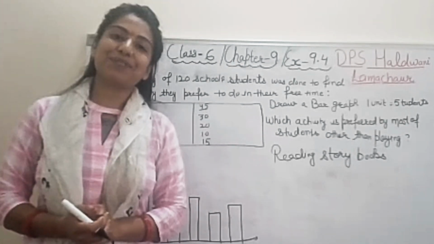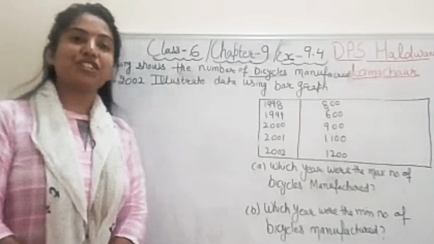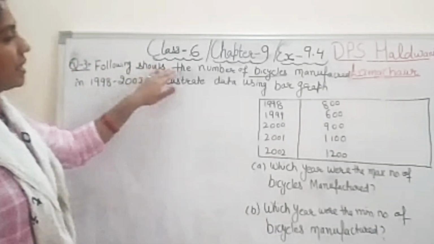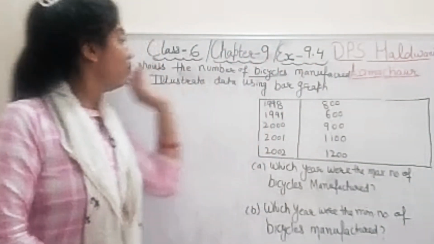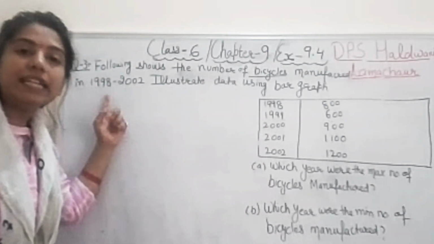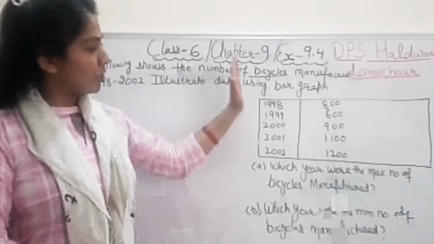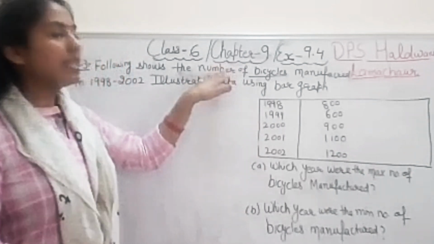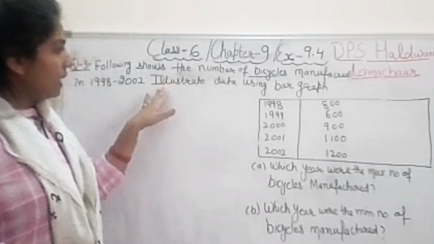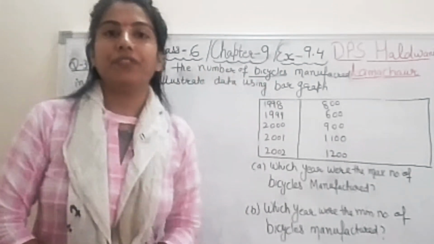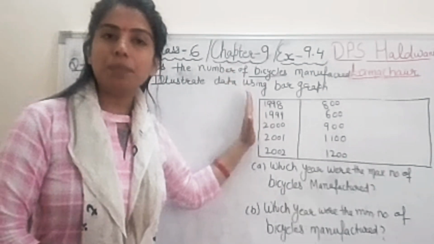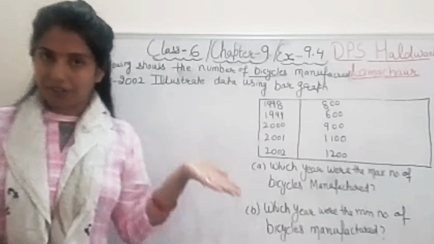Now coming to our next question, question number 3. The following shows the number of bicycles manufactured in the years 1998 to 2002. So this is the data which shows this information. Right? Illustrate the data using a bar graph. It means on the basis of this table you have to make a bar graph.